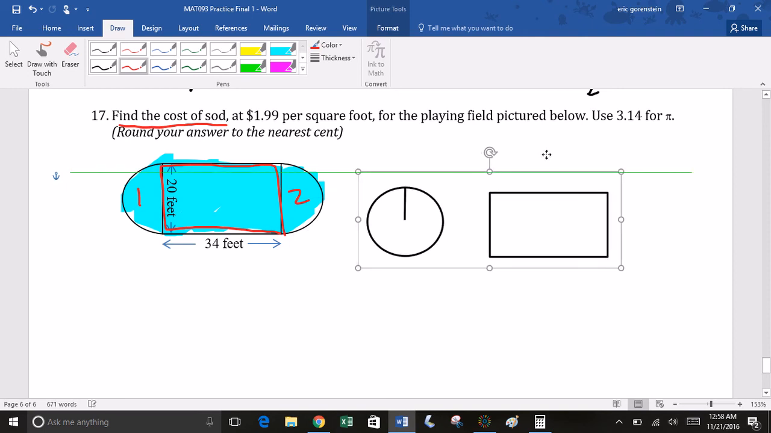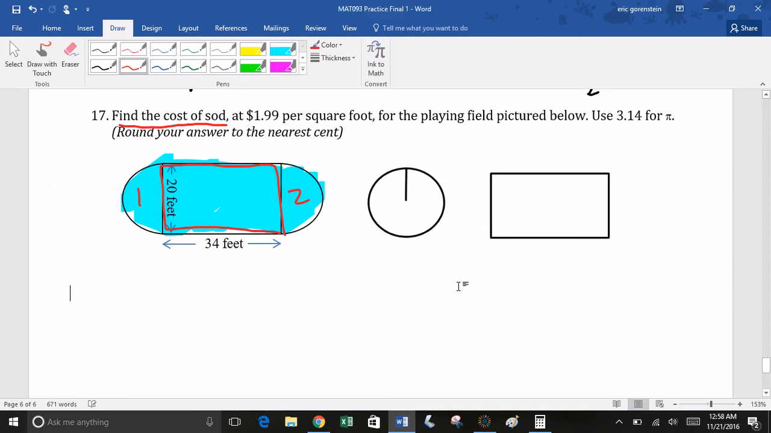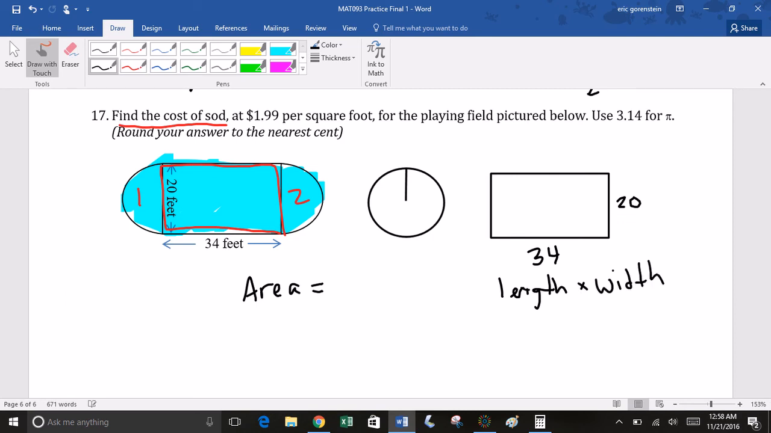So the left half and the right half will give us a circle, and then the center is a rectangle. So our rectangle is 34 feet long and 20 feet wide. And now for the area, the area of a rectangle is length times width. And the area of a circle is going to be pi times the radius squared.